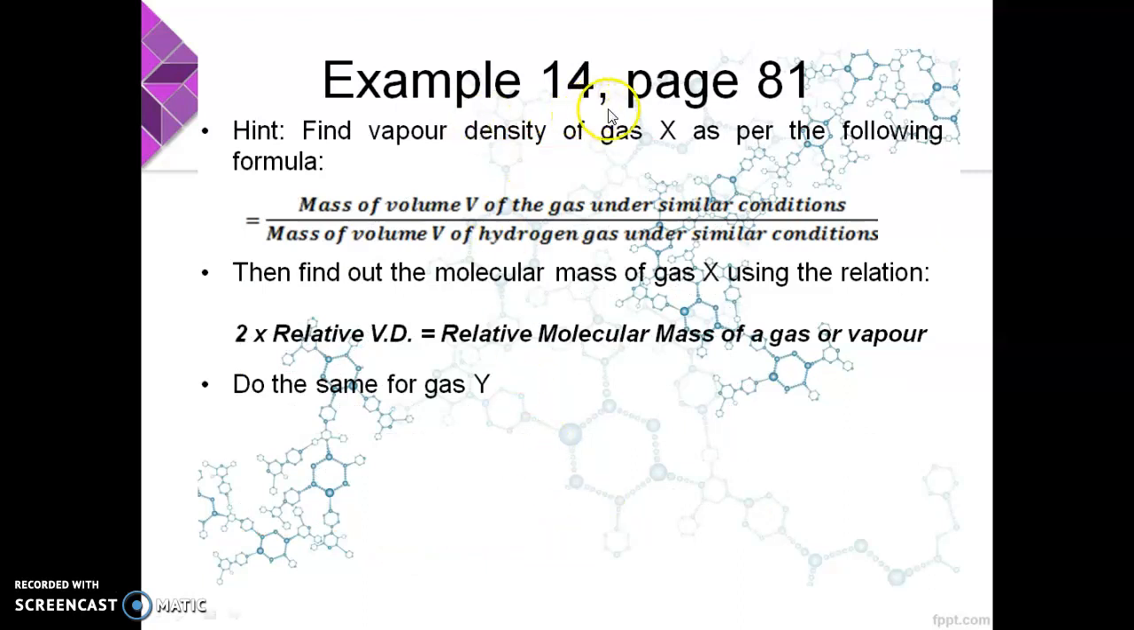Example 14, page 81. It's a very easy one. First find out the vapor density of the gas. All the data are given. Then find out the molecular mass by this relation. Do the same for gas 5.